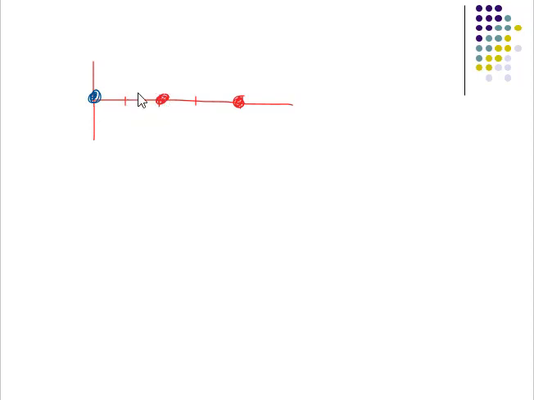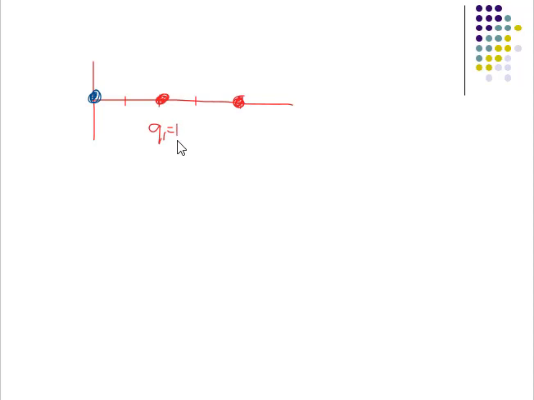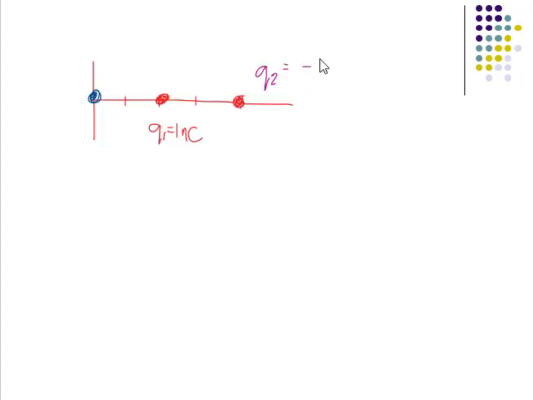So you have here Q1. According to the problem, Q1 is equivalent to 1 nanocoulomb, 2 centimeters away. So this is positive 1 nanocoulomb. And then you have the other charge, which is Q2. Q2 in the problem has a charge of negative 3 nanocoulomb.